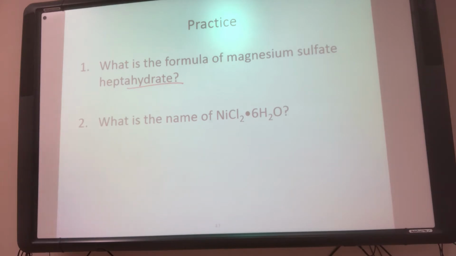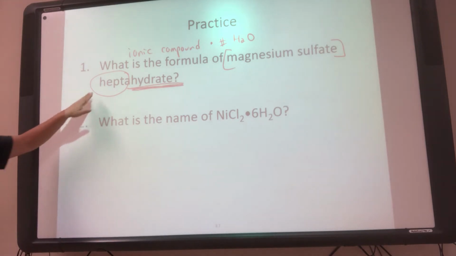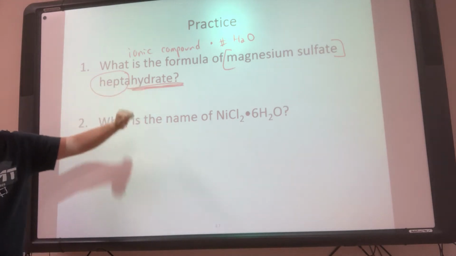My hydrates are going to be some ionic compound, then a dot, and then the number of my waters. That's the basic general formula for a hydrate. So this is going to tell me the number of my waters. This part is my ionic compound. That's how it always is going to be. The ionic compound and then the number of your hydrates.